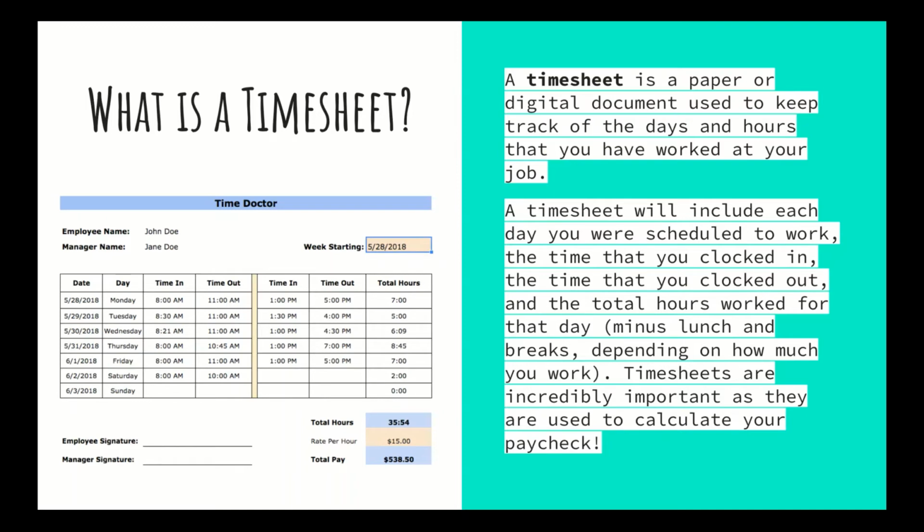A timesheet will include each day that you were scheduled to work, the time that you clocked in, which is when you arrive to work and you start working, the time that you clock out, what time you officially leave work, and the total hours worked for that day, minus lunch and breaks, which really depends on how many hours you work. If you work 7 to 8 hours, you get a lunch included, and sometimes you will have breaks included as well.